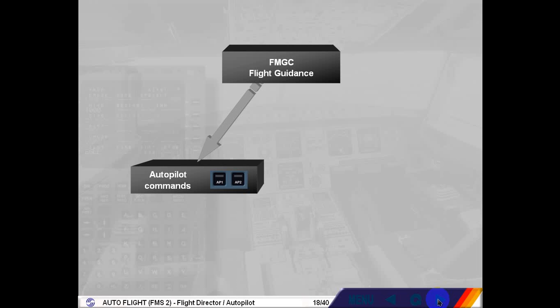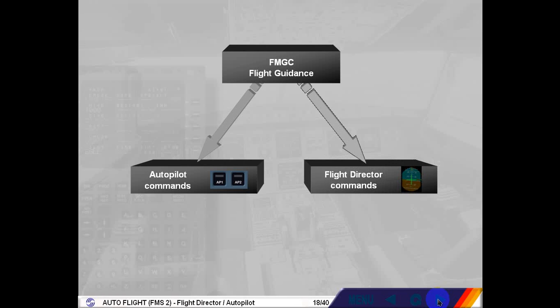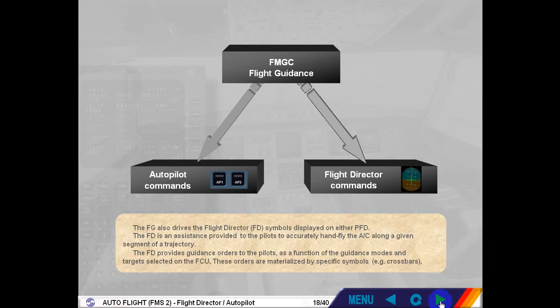The FG also drives the Flight Director FD symbols displayed on either PFD. The Flight Director is an assistance provided to the pilots to accurately hand-fly the aircraft along a given segment of a trajectory. The Flight Director provides guidance orders to the pilots as a function of the guidance modes and targets selected on the FCU. These orders are materialized by specific symbols, e.g. crossbars.